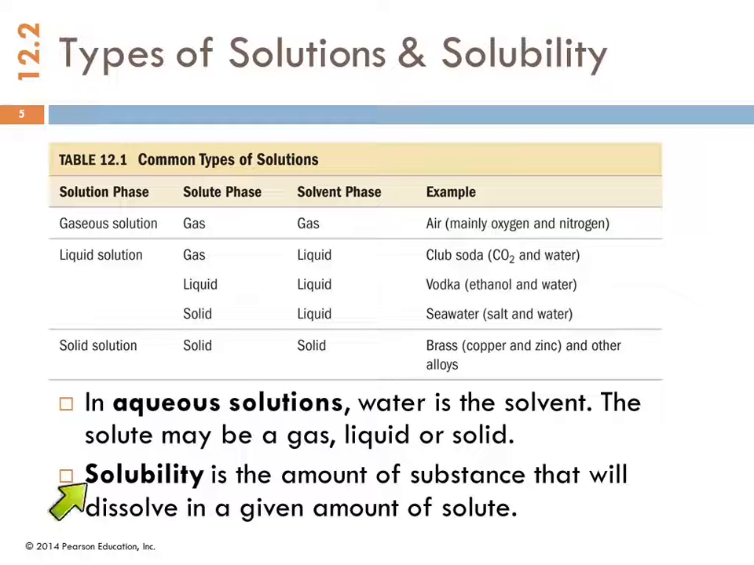The word solubility refers to the amount of substance that will dissolve. Okay, there's a typo on that. That's not right. In a given amount of solvent. It's really disturbing to me that this is my third time through these slides and I'm still finding mistakes. Solvent. It's the amount of substance, solute, that will dissolve in a given amount of solvent. So that's what we mean by solubility.